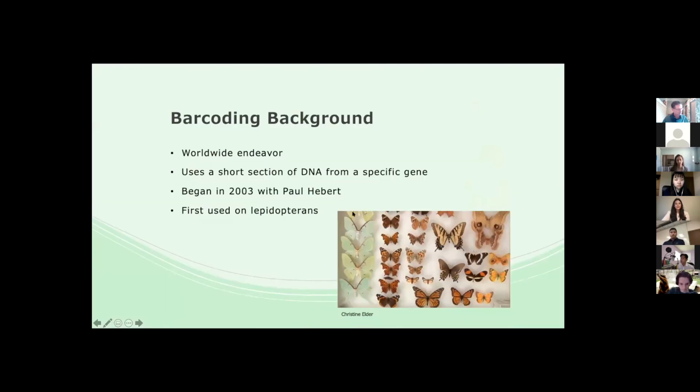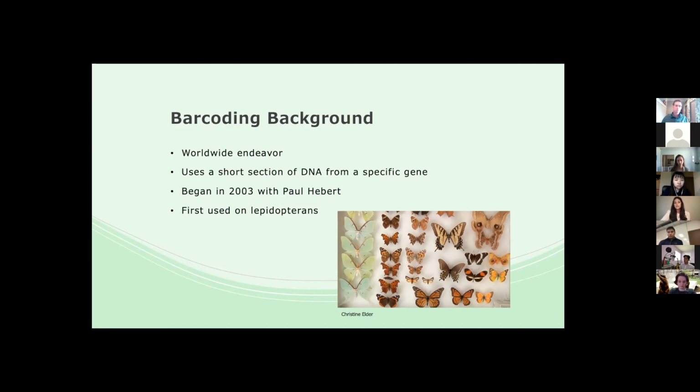To begin, I'm going to give y'all a little background on barcoding. Barcoding is a worldwide endeavor that began in 2003 with Paul Hebert and his team. They did a variety of studies ranging from domains to species, just to test how specific barcoding can get and if it can really work. Their last study was a group of 200 species of lepidopterans. They found that the mitochondrial gene cytochrome C oxidase 1 was able to differentiate between each of the different species of lepidopterans.